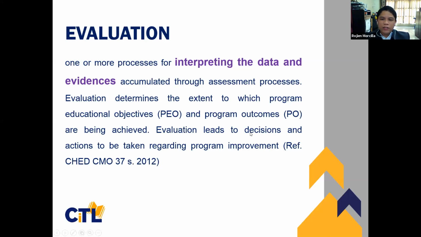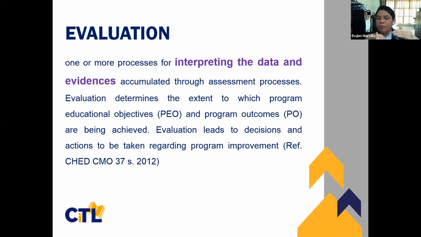So evaluation leads to decisions and actions. It is not acceptable that after you see that the target was not hit, you just stop there. The next thing to do is to make a decision and determine what actions should be taken: whether to change the curriculum, the syllabus, the activities, etc. of that particular program. Or maybe I find that my program outcomes are too low, and the students' ratings are too high.